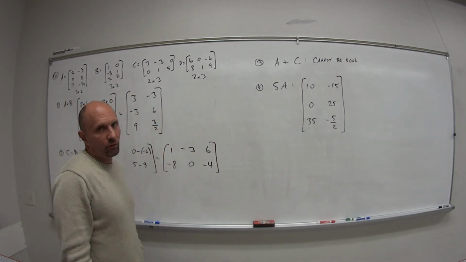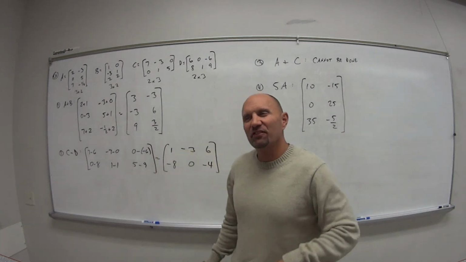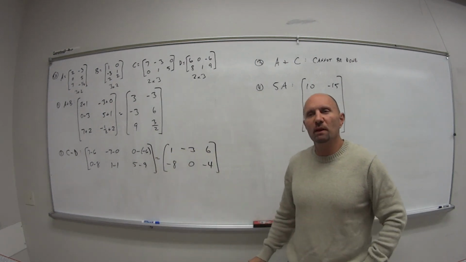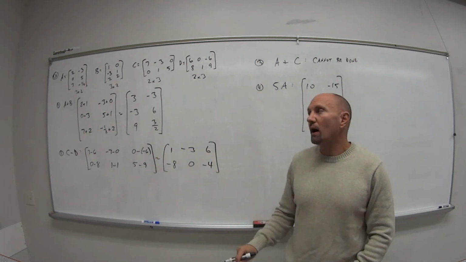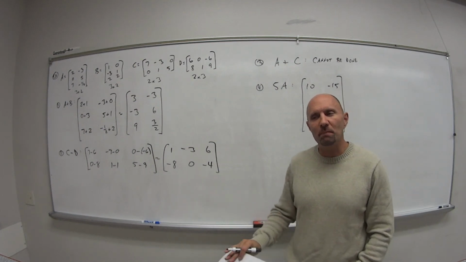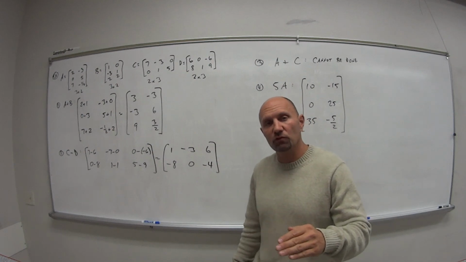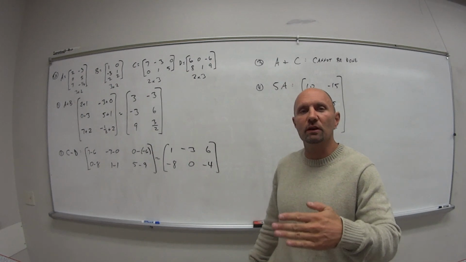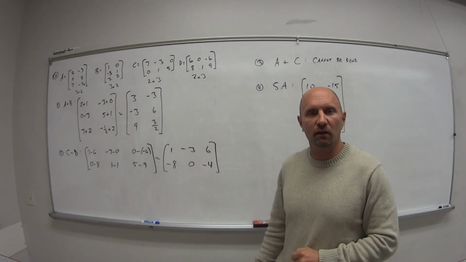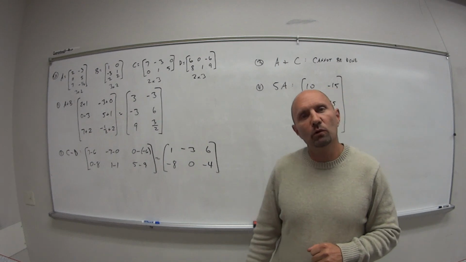So there you go. So that's video 1. That's our algebra of matrices, looking at equality, and then looking at the 3 basic arithmetic functions, which is addition of matrices, subtraction of matrices, and then multiplying by a scalar. So come on back and we'll look at video 2.